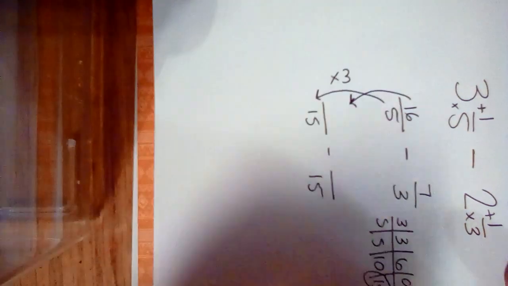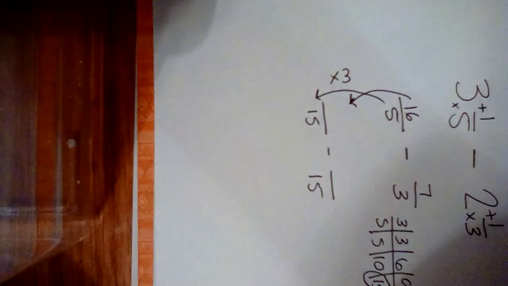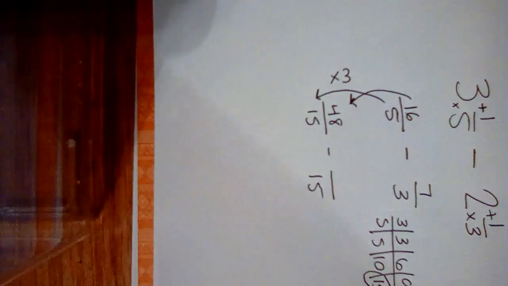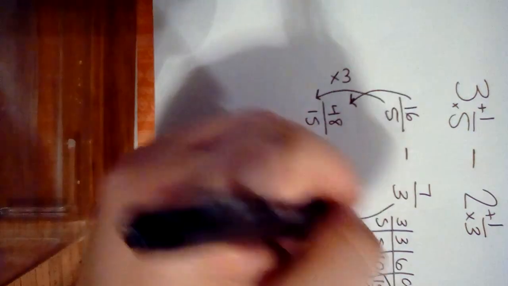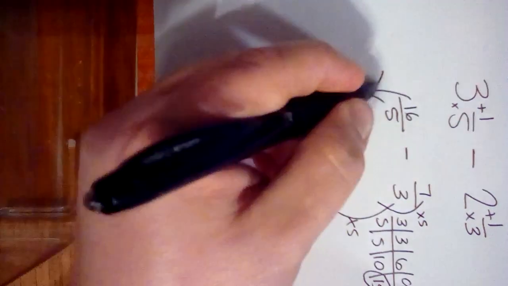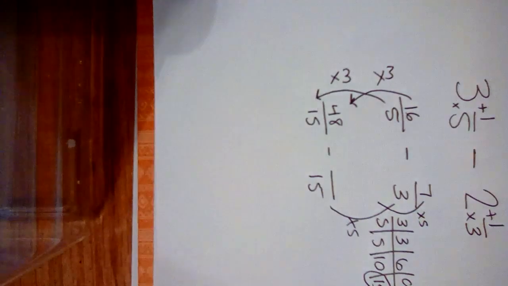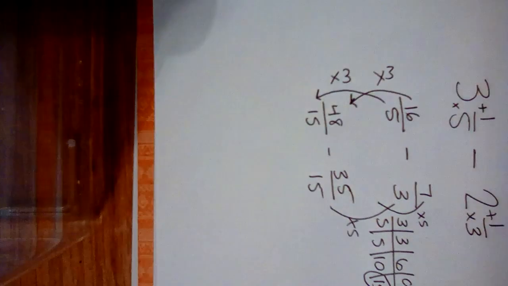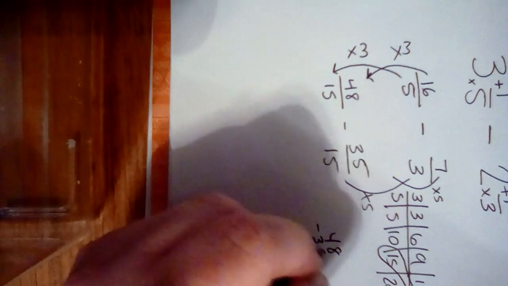You should have worked it out, and you should have gotten 48. And then you should have done times 5. And 7 times 5. I'll go ahead and put the times 3 over here so you can see it. 7 times 5 is 35. That's a multiplication fact. Then you're going to subtract 48 minus 35.